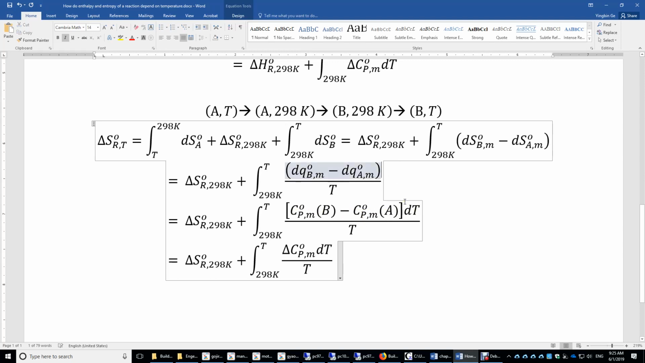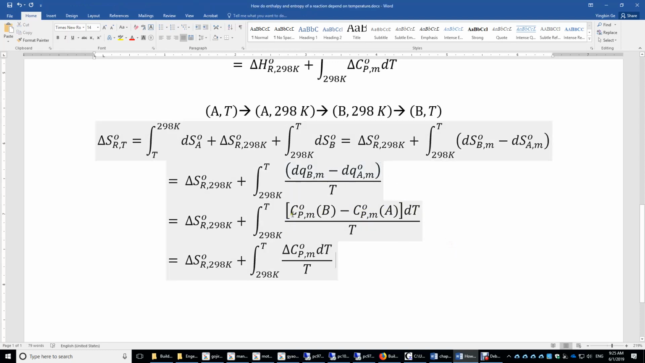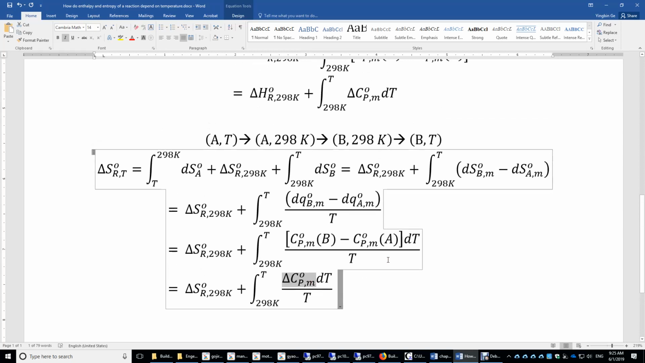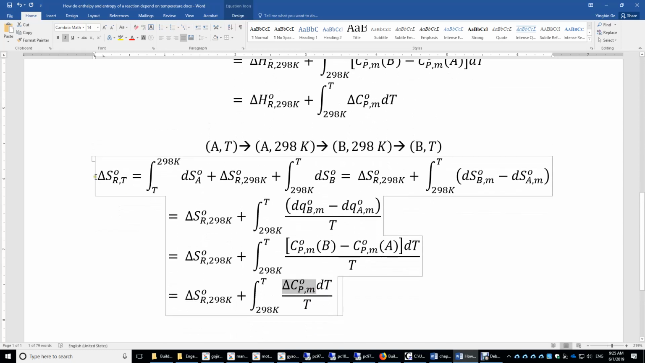I'm sorry about the mistake here. And this Cpm of B minus Cpm of A is simply the change of the Cpm in the reaction. And again, if you look at these 2 equations, this entropy change of the reaction at temperature T is the standard entropy change of the reaction at room temperature plus a correction. This is just the integral of delta Cpm dT over T from room temperature to the target temperature.